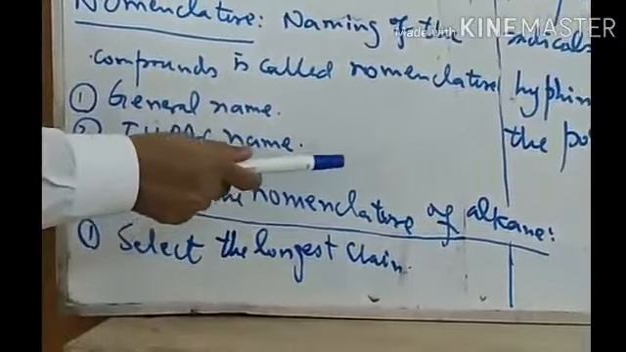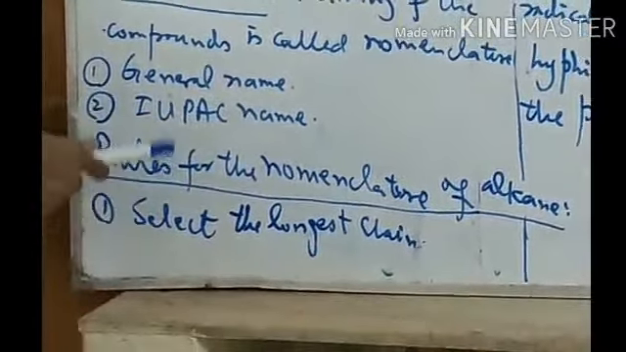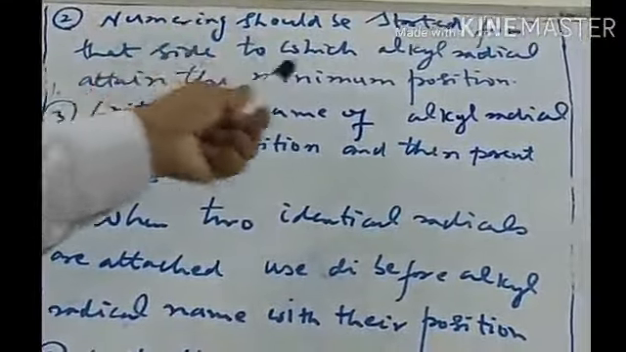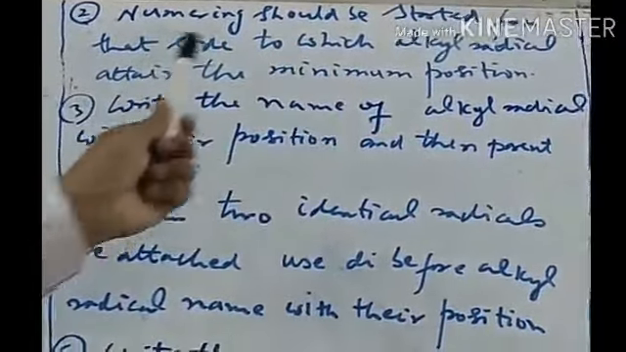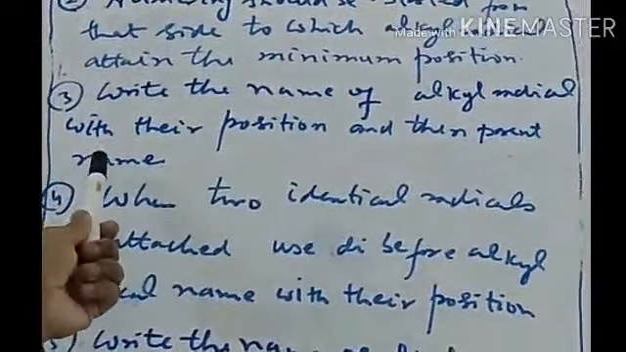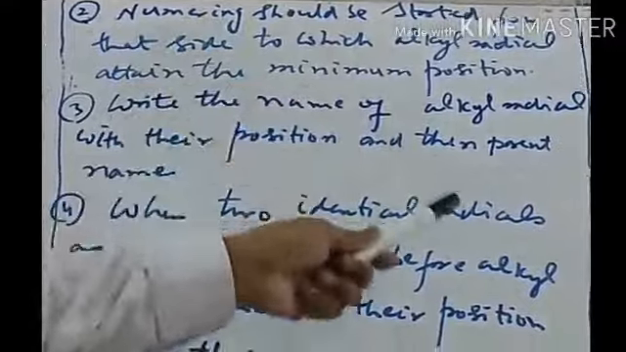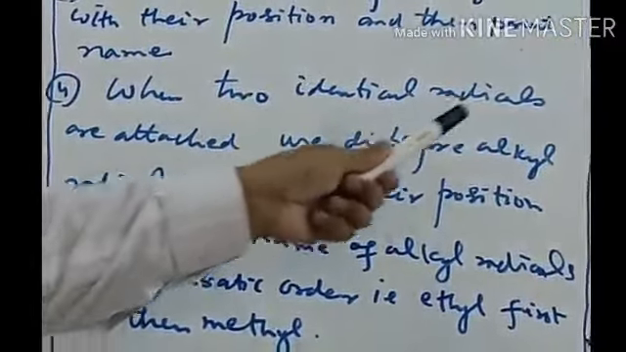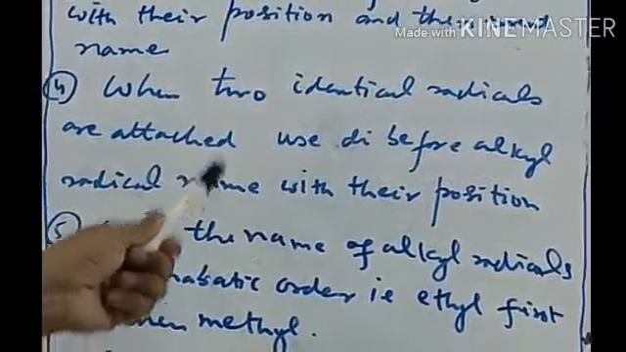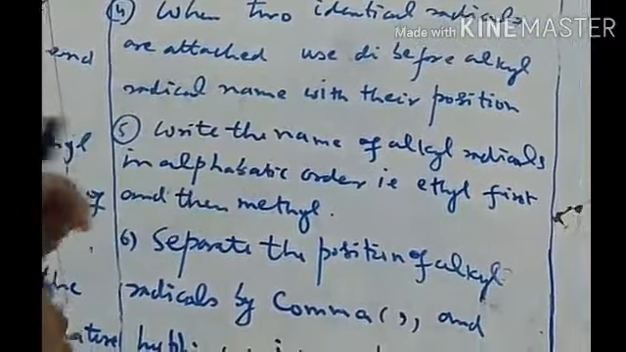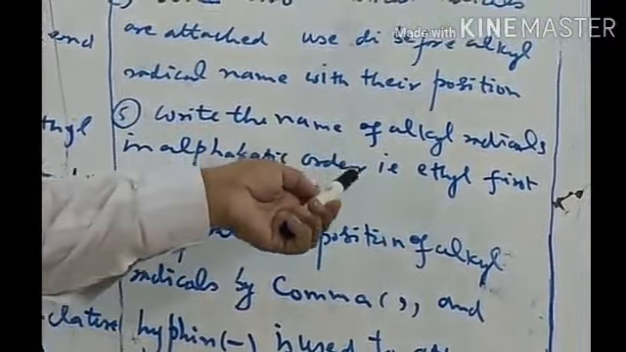So, rules for the nomenclature of alkanes. First of all, select the longest chain. Number 2, numbering should be started from the side to which the alkyl radical attains the minimum position. Write the name of the alkyl radical with its position and then the parent name. Parent name means the chain. When 2 identical radicals are attached, use di before the alkyl radical name with their positions. Write the names of alkyl radicals in alphabetical order.